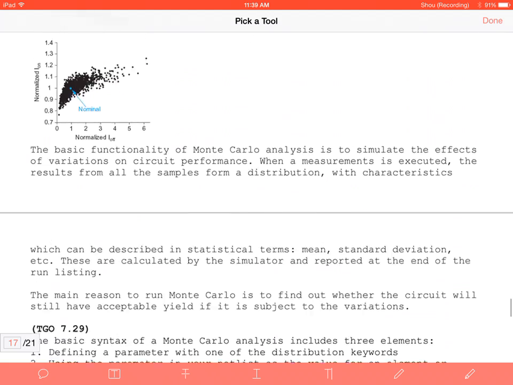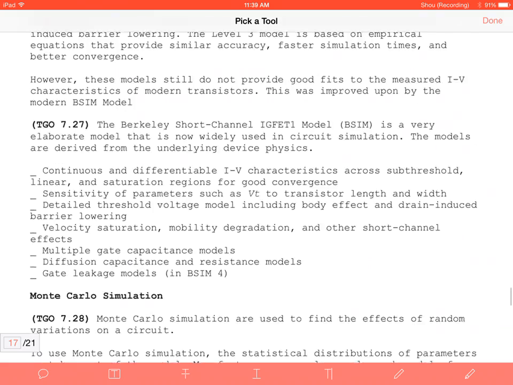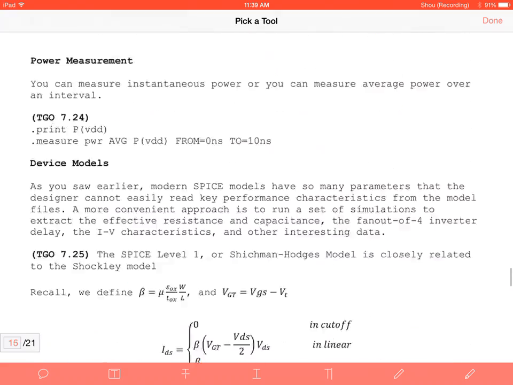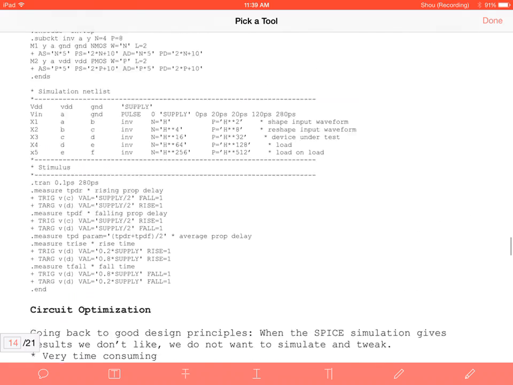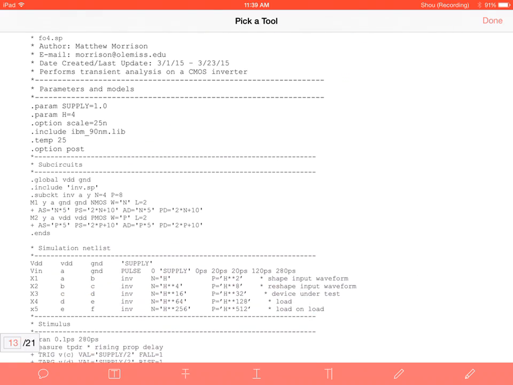You guys are familiar with Monte Carlo analysis? Of course. Okay. Let me go back here. So this is where we're at now. I've combined things from the textbooks and a couple of sources plus the HSpice guide, which I can email to you guys if you want to look into it further.